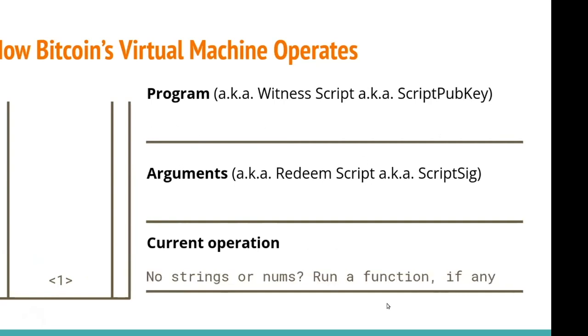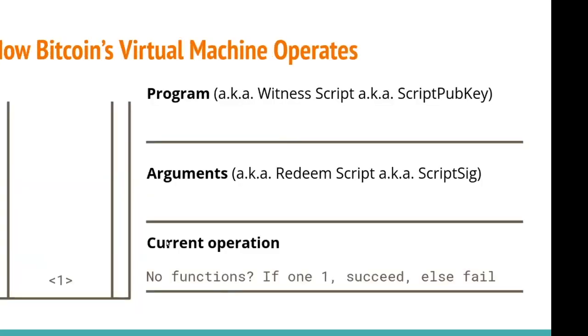Then if there aren't, then run a function, if any. But oh no, there are no functions in the program. So the program has terminated. And once the program terminates, all that needs to happen is if there's a single one on the execution stack, the program succeeds. So there is a single one there because our checksig put one there. So the program will succeed. If it was anything else, it was a 0, for example, the program would fail and would not go forward.